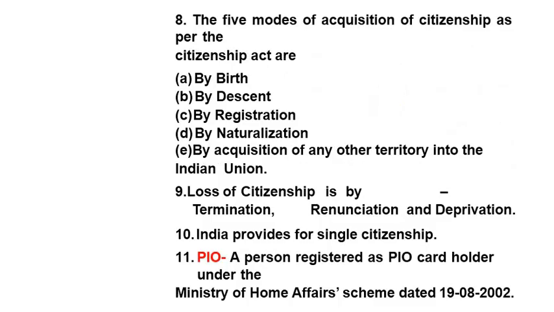Then come the 5 methods for acquisition of citizenship as per the Citizenship Act, means how we will get the citizenship of India. First by birth, then by descent, then by registration, then by naturalization, and by acquisition of any other territory into the Indian Union. And the loss of citizenship is by termination, renunciation and deprivation.